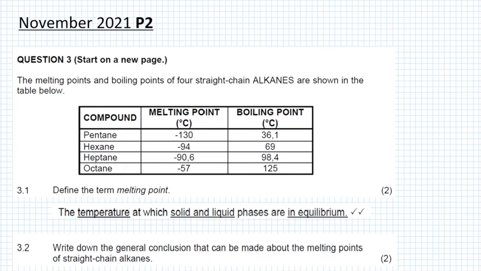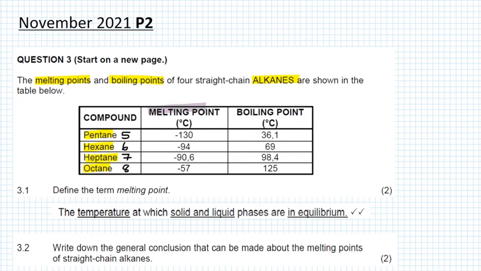This question deals with the physical properties of organic compounds, and this is the second question on organic chemistry. This question says the melting points and boiling points of 4 straight chain alkanes are shown in the table below. Straight chain alkanes mean that they do not contain any branches, so they are actually very simple compounds. We see pentane, hexane, heptane, and octane. Already we know pent is for 5, hex is for 6, hept is for 7, and oct is for 8 carbons in the longest continuous chain.